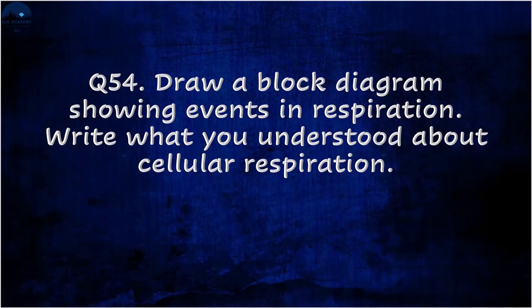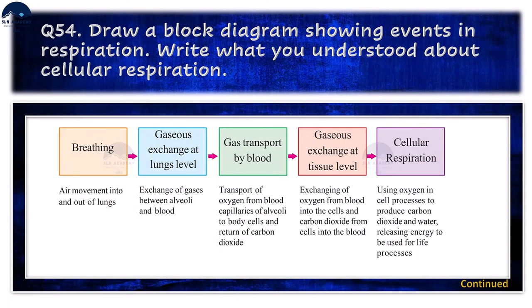Question 54. Draw a block diagram showing events in respiration. Write what you understood about cellular respiration. Step 1. Breathing. Air movement into and out of the lungs. Step 2. Gaseous exchange at lung level. Exchange of gases between alveoli and blood.